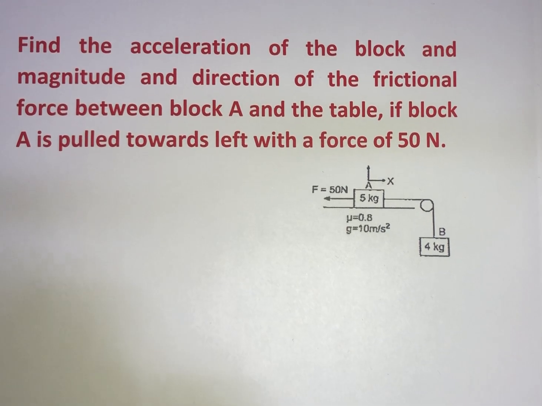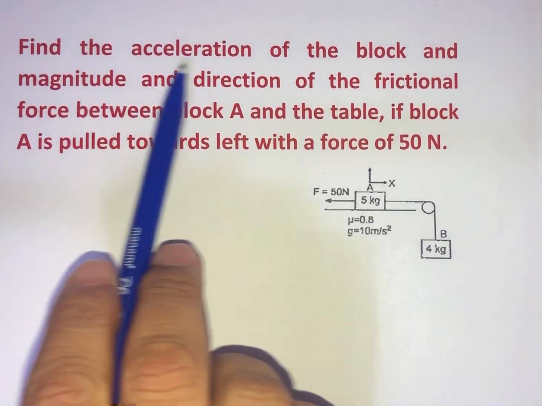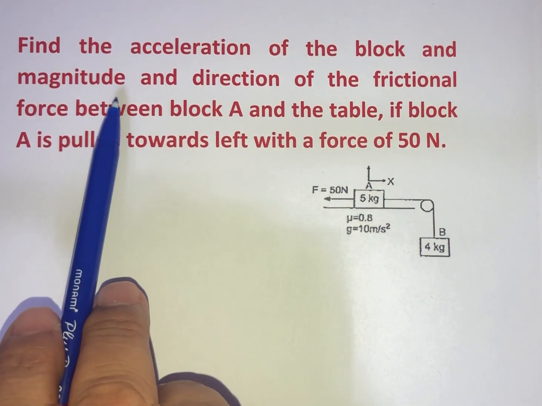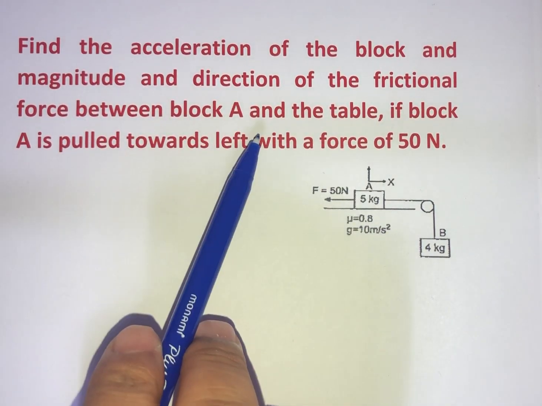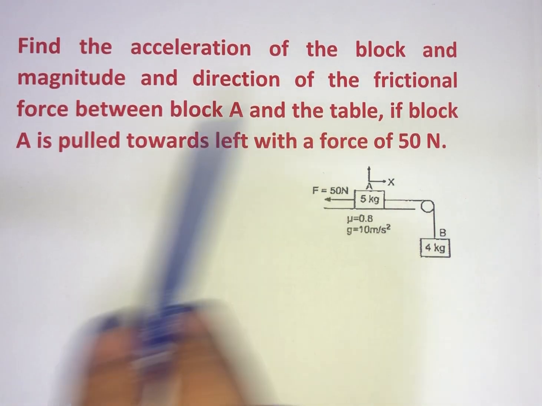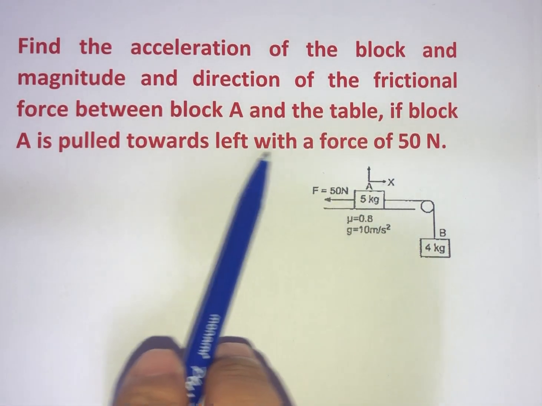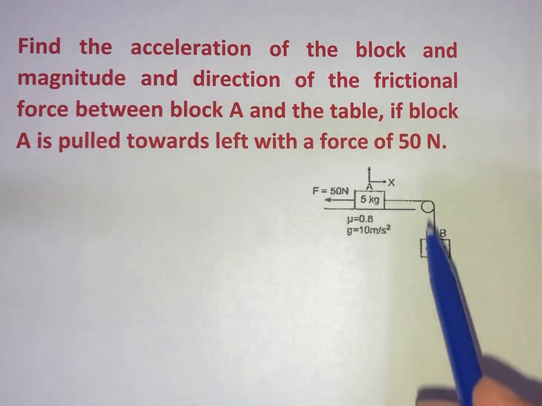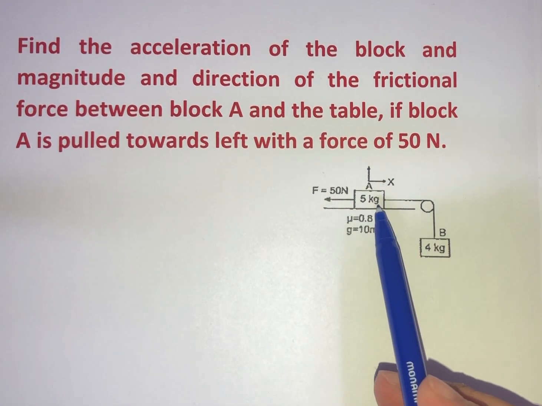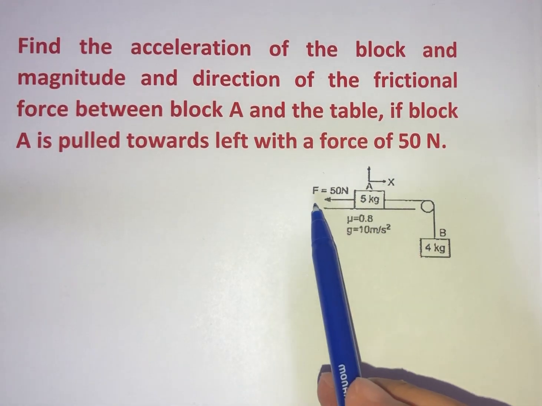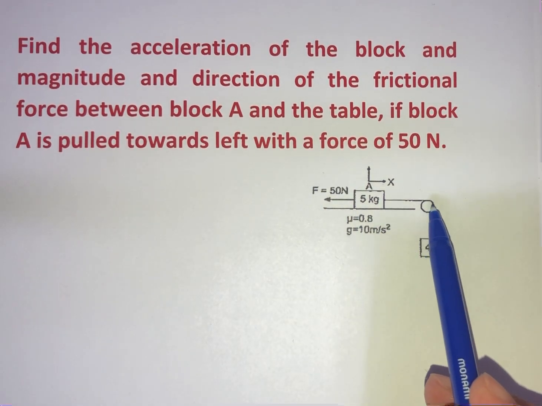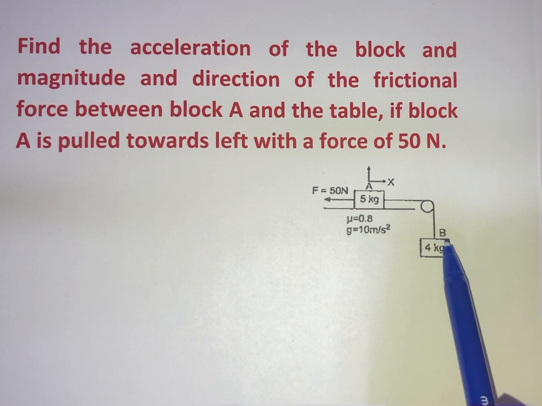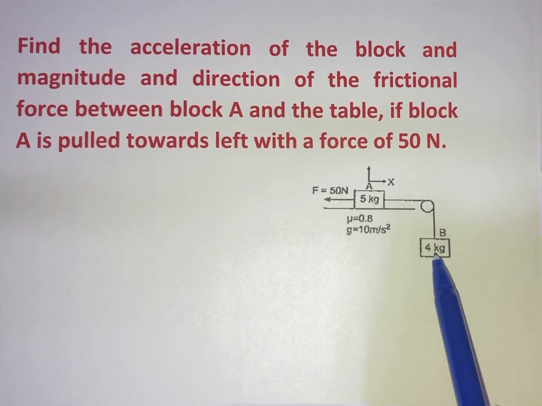Hello friends, so in today's question, find the acceleration of the block and the magnitude and the direction of the frictional force between the block A and the table if block A is pulled towards left with the force of 50 Newton. So this is block A and it is being pulled to the left with a force of 50 Newton and it is connected to a string via pulley to another block B which is of 4 kg.